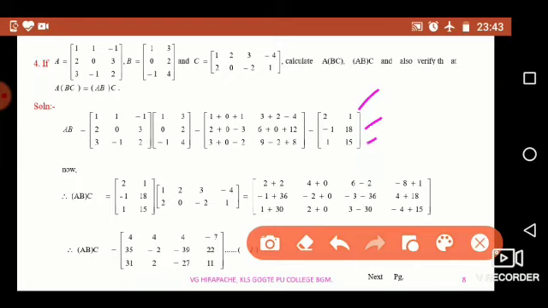Now let me find out what is AB into C. AB we have already found. It is a matrix containing the elements 2, 1, minus 1, 18, 1, 15.